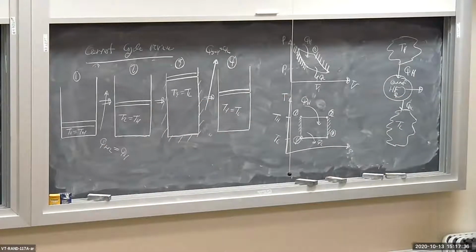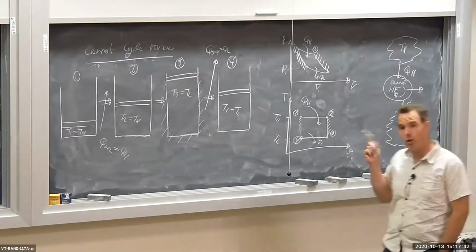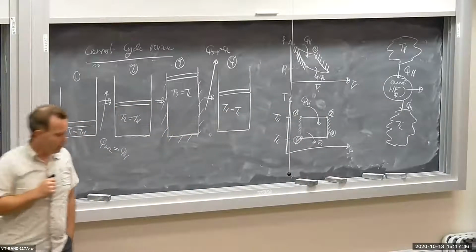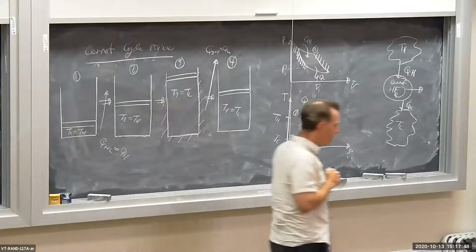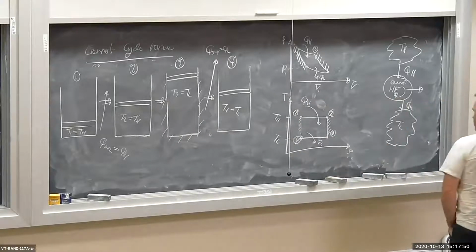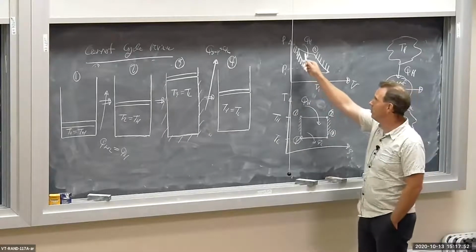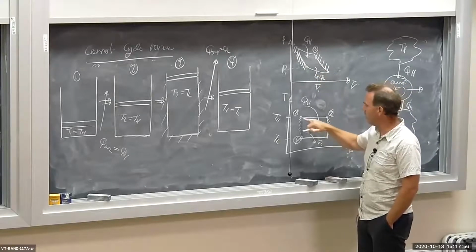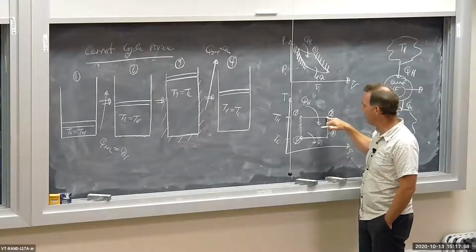No friction, no unrestrained expansion. Unrestrained expansion means it happens very slowly. So we expand the gas isothermally. Pressure falls, volume goes up. On the PV diagram, we're expanding it isothermally.